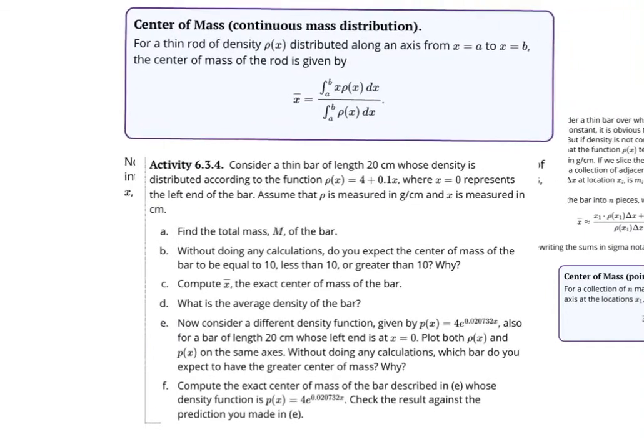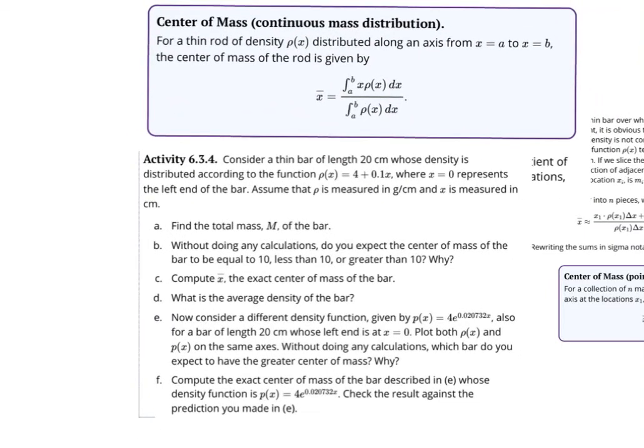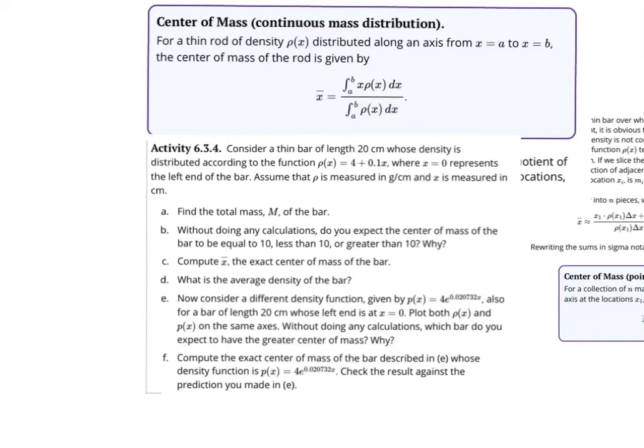Okay, this integral formula is the one that we're going to need to use to solve the problems in this activity. Remember that the total mass of the bar was the denominator of this formula, because remember, density times length in the one-dimensional situation is what gives you mass. We have to integrate that from A to B.